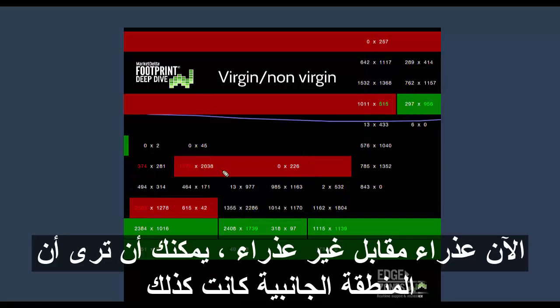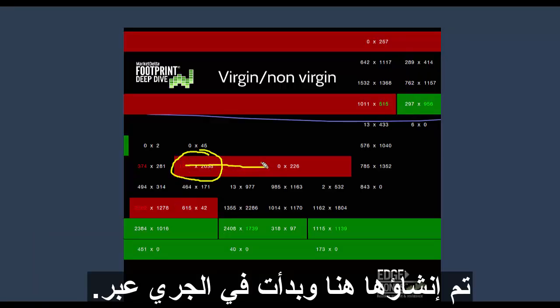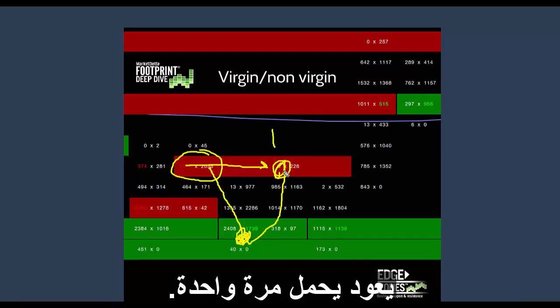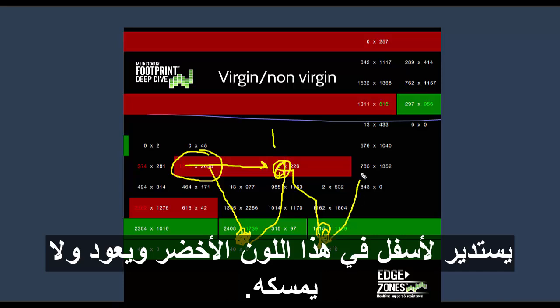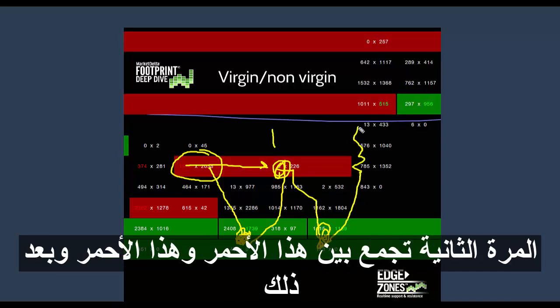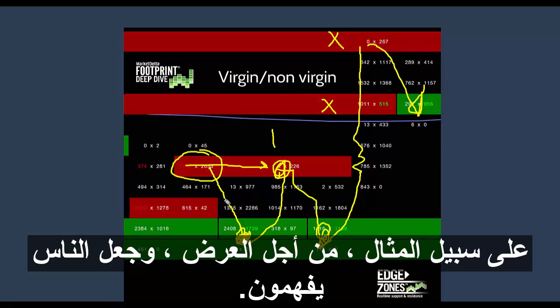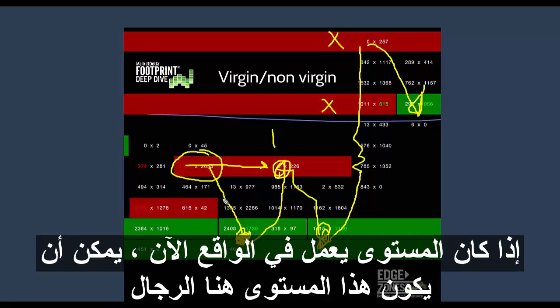Now, virgin versus non-virgin. You could see that the edge zone was created here. It started to run across. The market comes off, goes in this green area of edge zones, comes back, holds it once, rotates back down in this green, comes back, and does not hold it the second time. Rallies in between this red and this red, and then starts to roll off. Now, this is just one image of 6 or 7 bars. It's not going to tell a complete picture. I'm just using it for example's sake to show and have people understand if, in fact, the level worked.